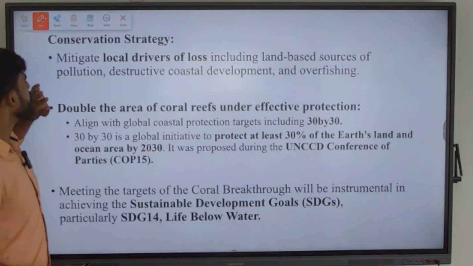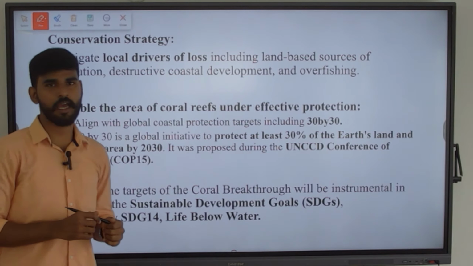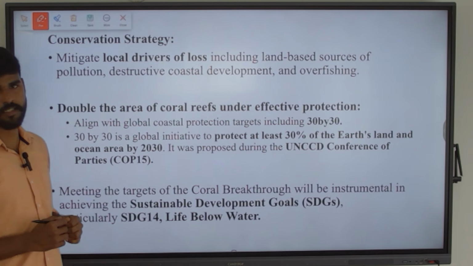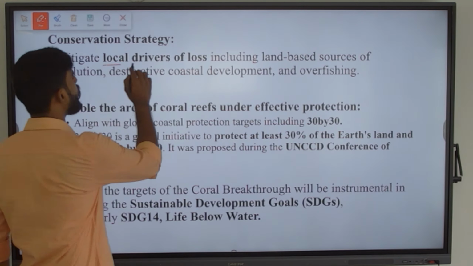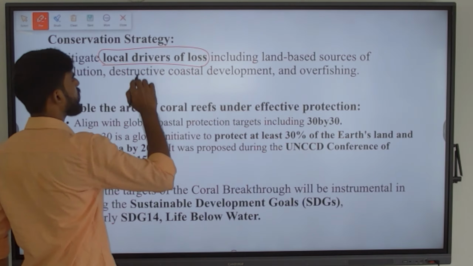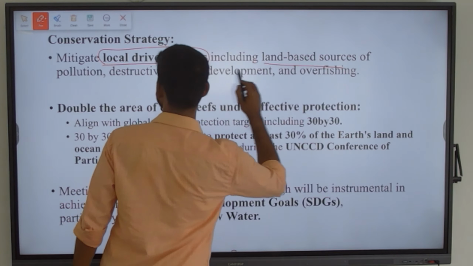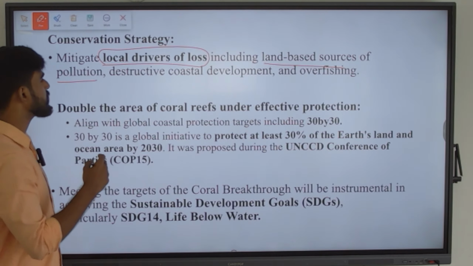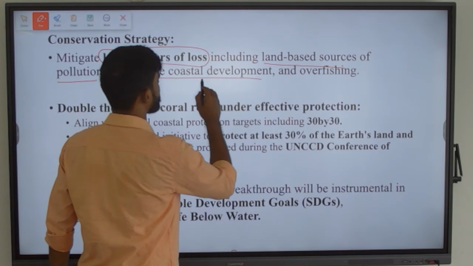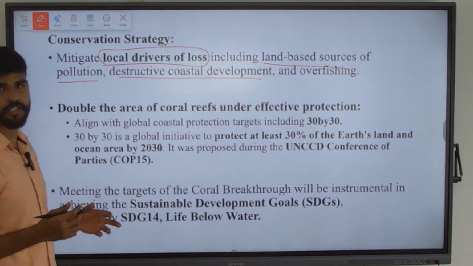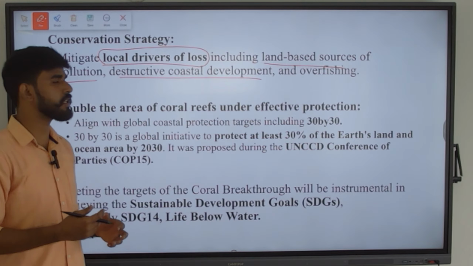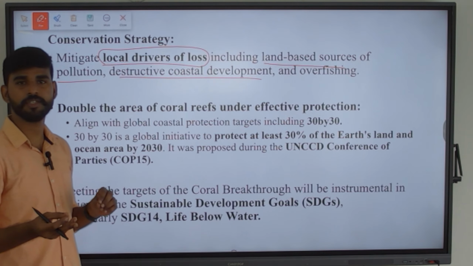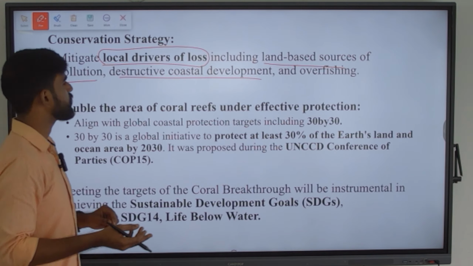Next, what are all the conservation strategies that we have? First thing is to mitigate local drivers of loss. There will be local drivers of coral reef loss. What are they? One is land-based sources of pollution, like sewage runoff into the oceans. Next is destructive coastal development, that is infrastructure projects done in the coastal areas.